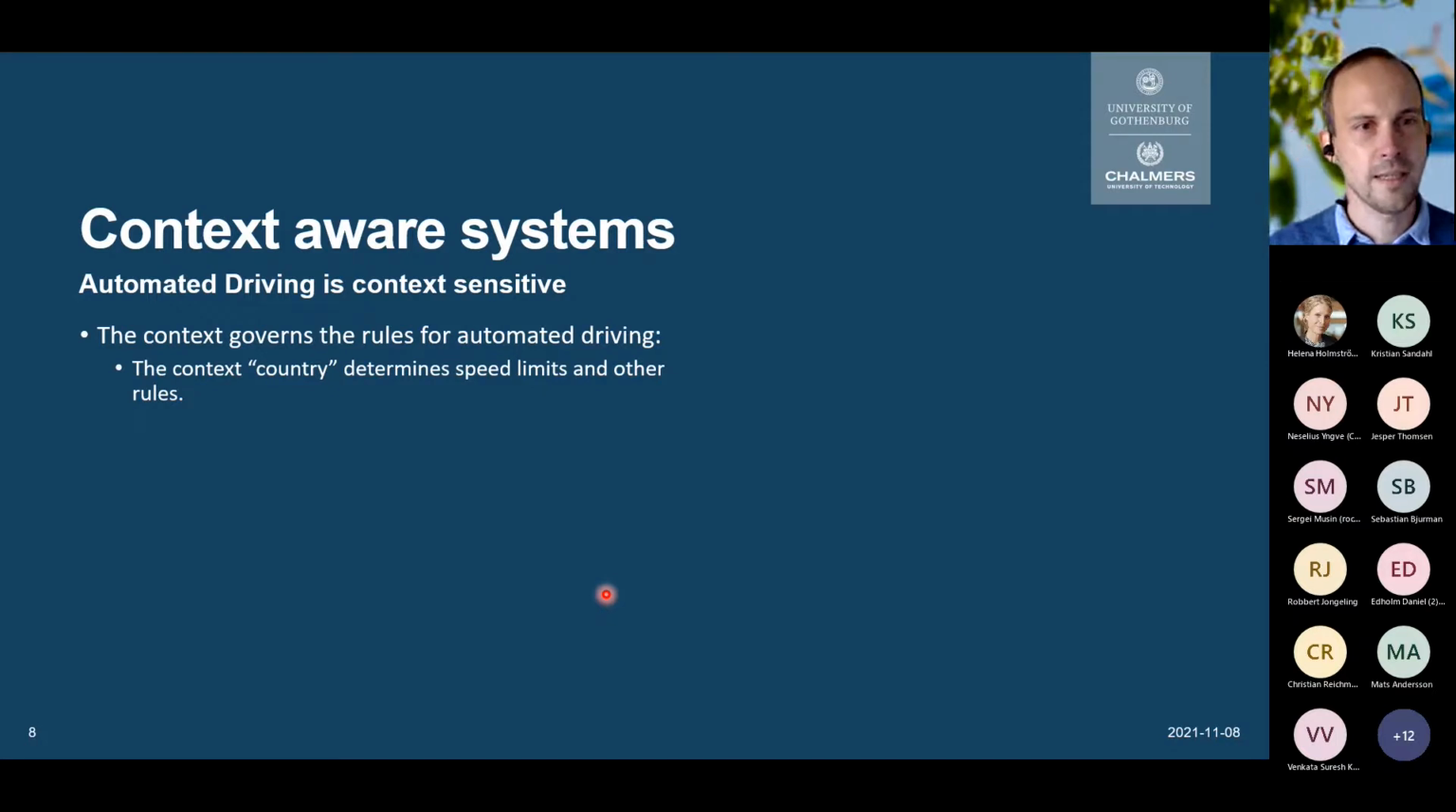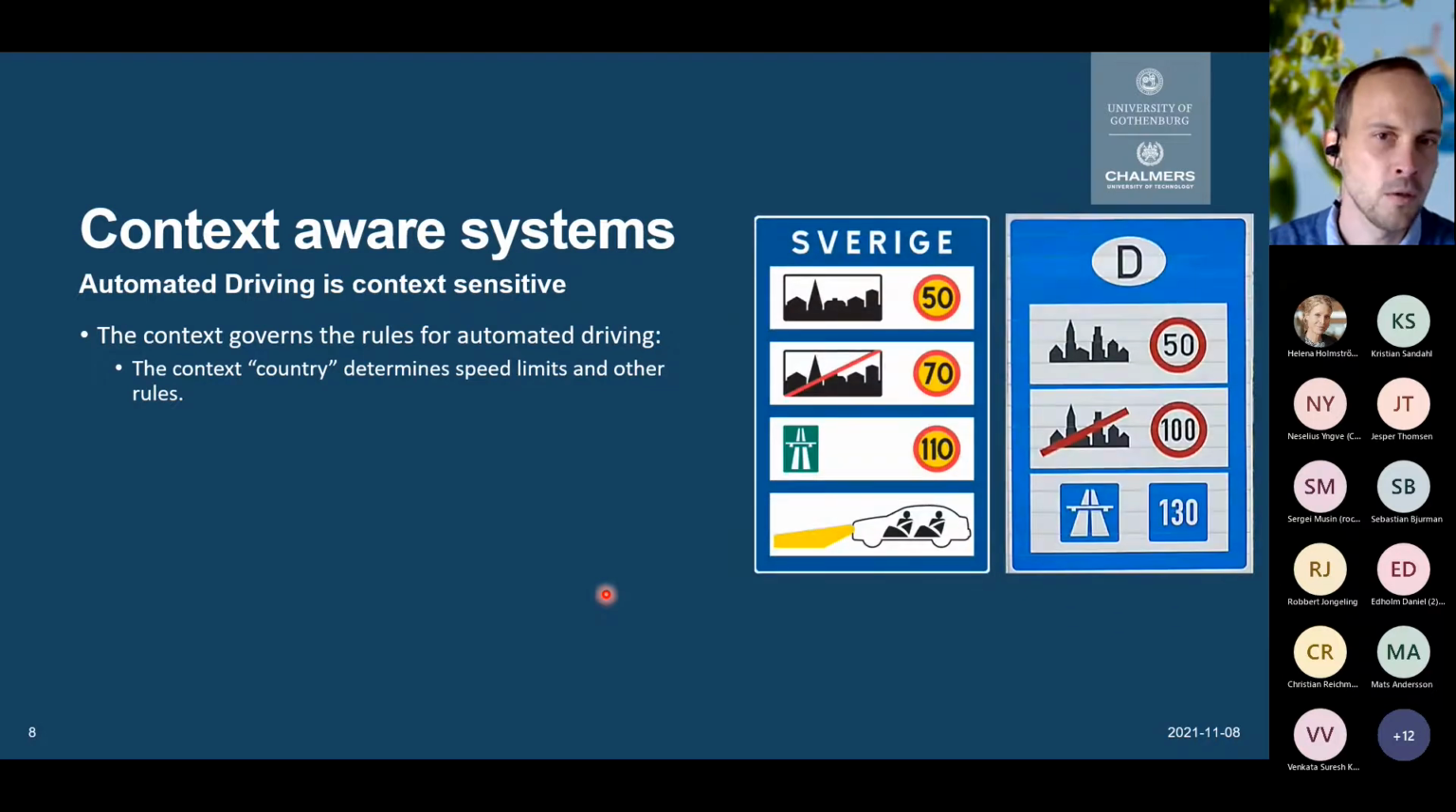For example, the context country determines speed limit and other rules. And if you have ever crossed a border in the European Union, you're probably very familiar with these signs that await you directly after the border, telling you some information about the new context. And context in this sense is here the country in which you are going to move now. So for example, if you cross the border to Germany, it will tell you you can drive 50 kilometers per hour in the city, 100 kilometers per hour outside of cities, and the most famous, you are recommended to drive 130 kilometers per hour on motorways, but there is actually no speed limit on motorways.